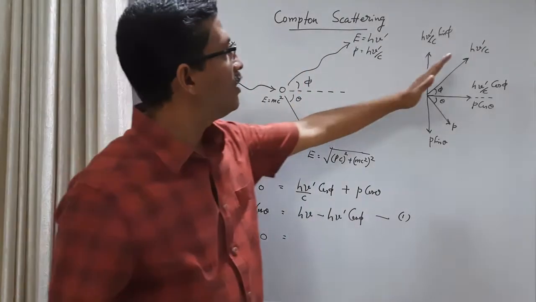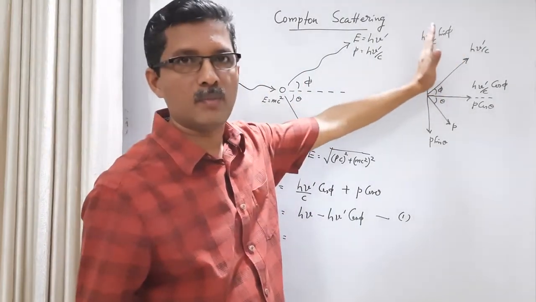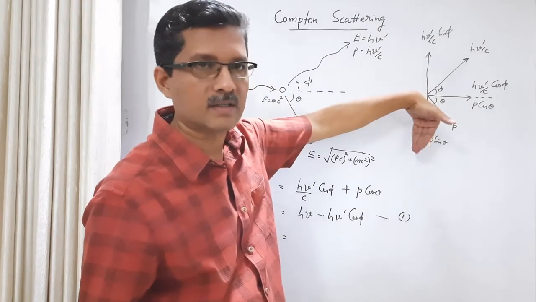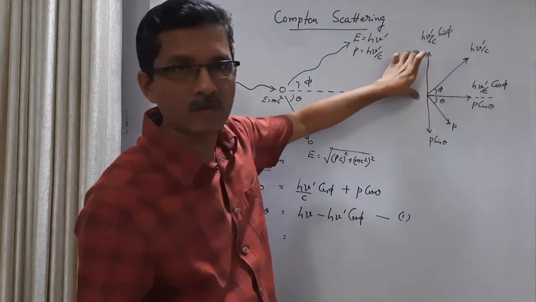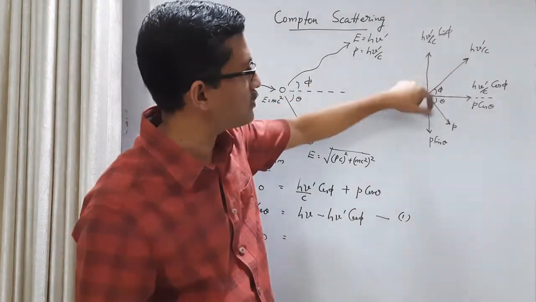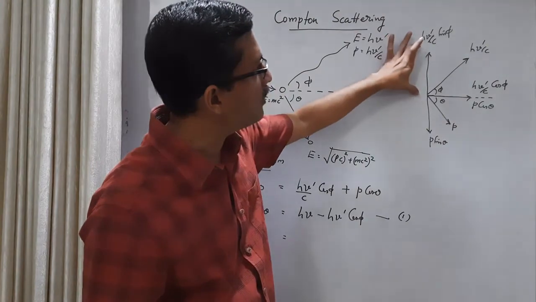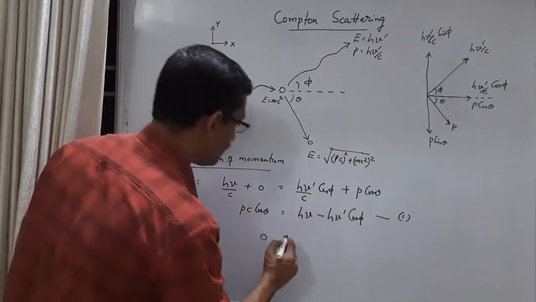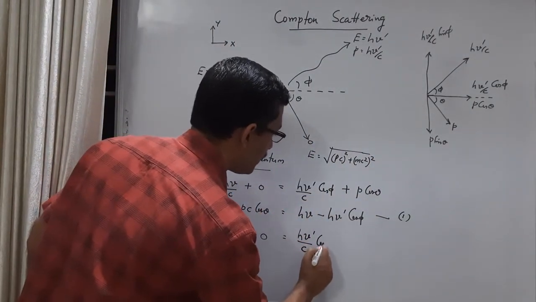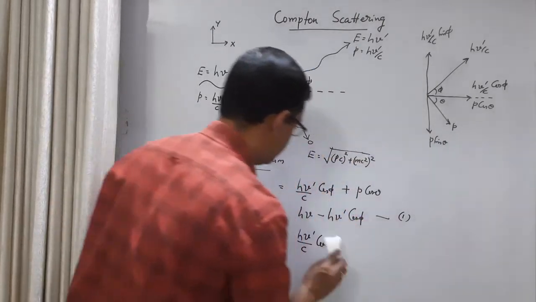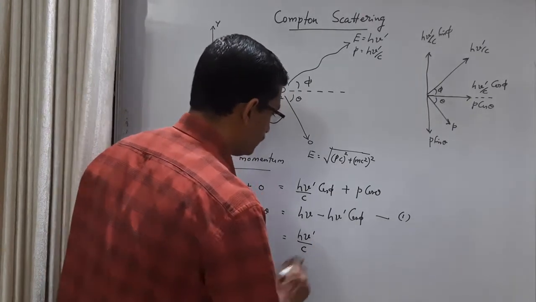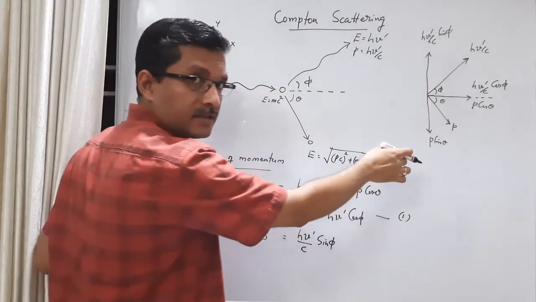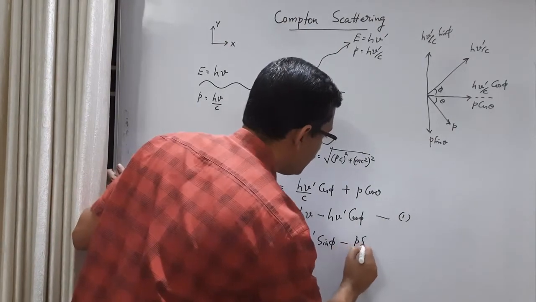But after collision, photon has a momentum component along the plus y-direction. Scattered electron has a momentum component along the minus y-direction. So one of them we have to use as positive. Let us take this direction as positive, this direction as negative. So after collision, we can write h nu prime by c sin phi, along the plus direction, positive, and for electron, along the minus direction, minus p sin theta.